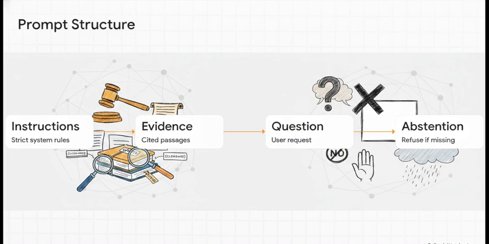Finally, we build the prompt for the generator. We supply strict system rules, we feed in our cited evidence, and we drop in the user's question. But crucially, you absolutely must require abstention. A trustworthy RAG system has to know exactly when to say, I don't know. If the provided context simply doesn't contain the facts, it needs to stop right there.